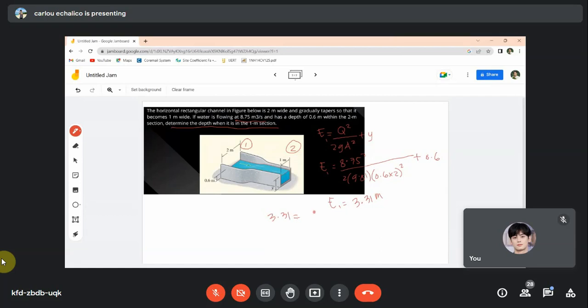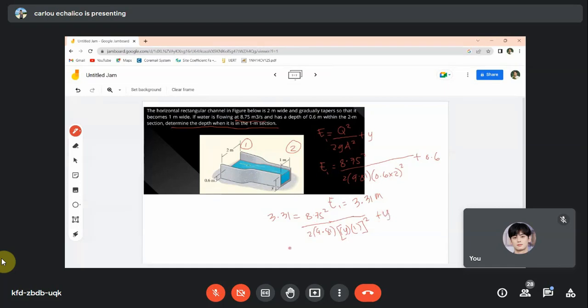is equal to Q squared, the same discharge, because nothing changed. Your discharge here is the same. So your discharge is 8.75 squared over 2 times 9.81 times, we don't know the depth at section 2, but our base is 1 meter. Remember, it is squared again, plus our depth, which we don't know.